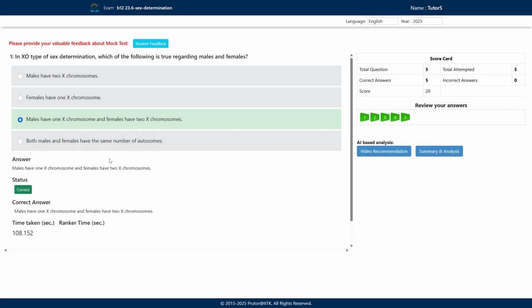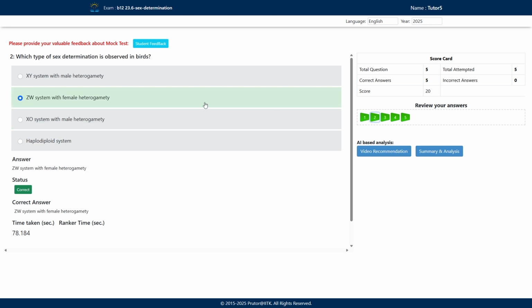Clear, so all our answers are correct. Okay, for the first question, option number C is the correct answer. For question 2, option number 2, ZW system is present in the birds. Okay, then question number 3, option number B is correct. The sperm contributes either X or Y chromosome. Question number 4, option number B is the correct answer. Unfertilized eggs. So males, they develop from unfertilized egg and they are haploid. And question number 5, the answer was option number B, males have two different sex chromosomes.